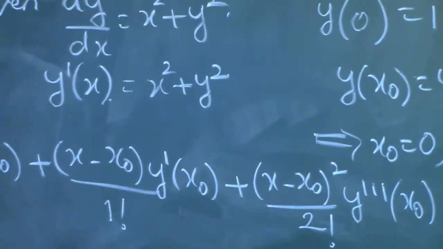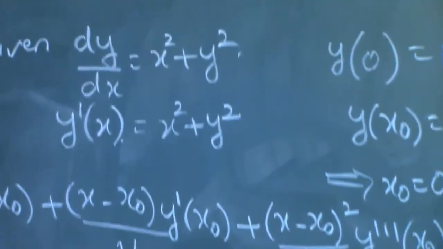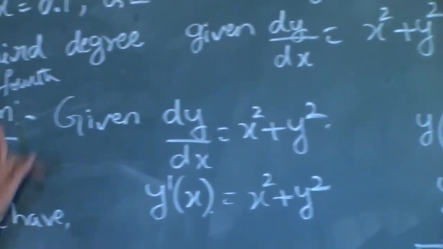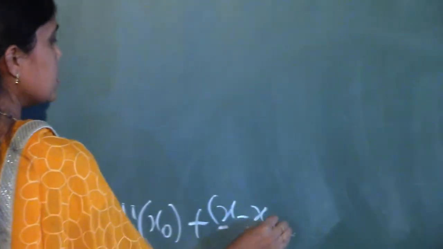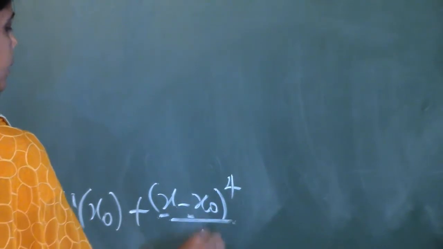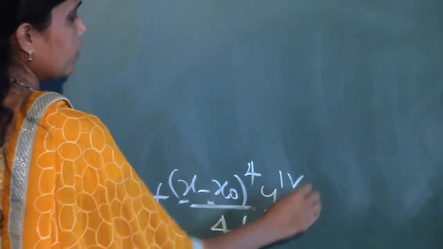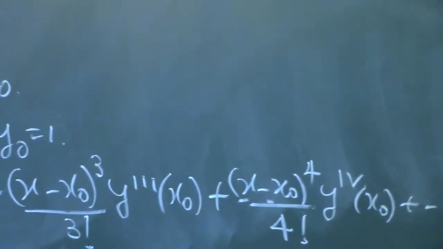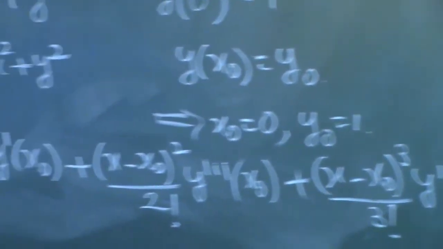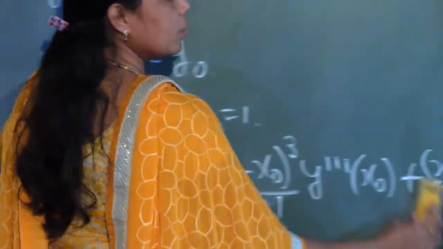If the question is for fourth degree, you have to extend the formula for (x minus x naught) whole to the power 4 by 4 factorial y fourth derivative of x naught plus so on. So in this question, he has asked up to third degree, no need of finding fourth derivative.